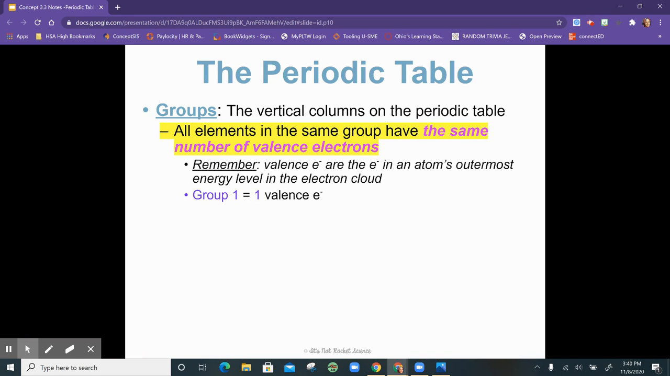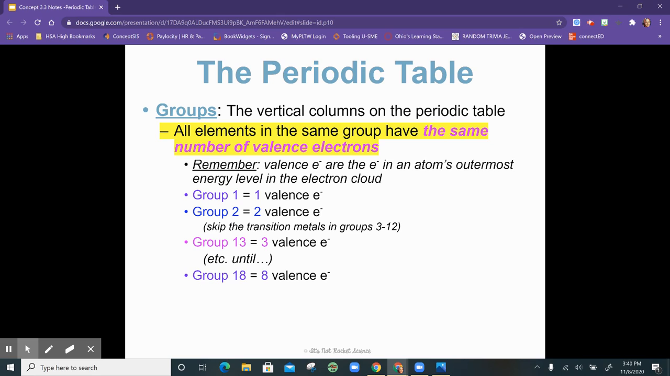Remember that, okay? So for example, group 1 has one valence electron, group 2 has two valence electrons. Just skip the transition metals because there is a different way to figure out their valence electrons. Group 13 has three valence electrons, okay? And 14 has four, 15 has five, group 16 has six, group 17 has seven, and group 18 has eight valence electrons in the outermost shell.